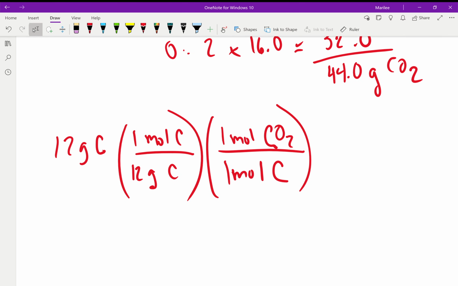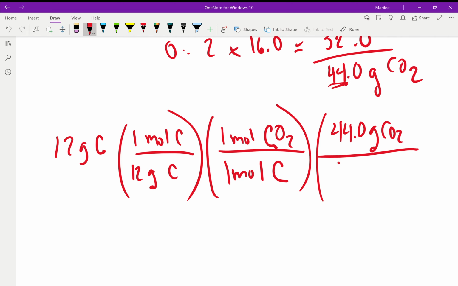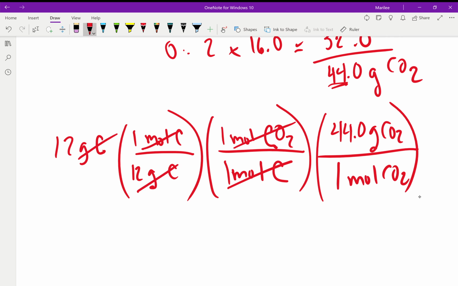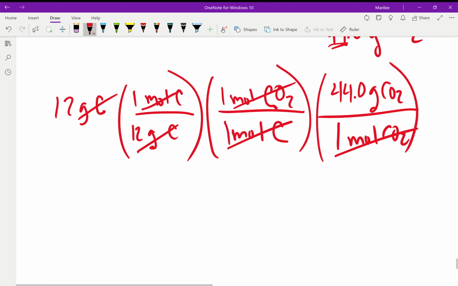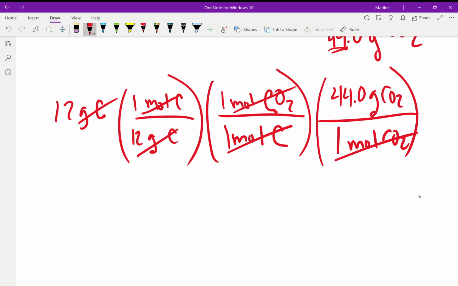And then we have this right here, so we know that 44.0 grams of CO2 per 1 mole of CO2. So when we calculate this, mole C cancels, right? Gram C cancels, mole CO2 cancels, and we're left with, so this just works out, that's the same answer. So we have 12 canceling here, so it'll be 44.0 grams of CO2.